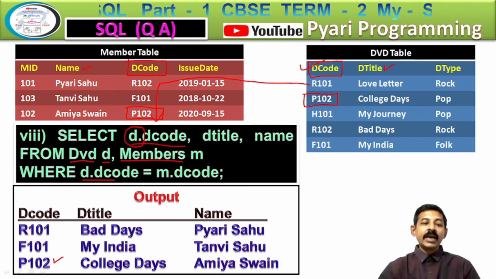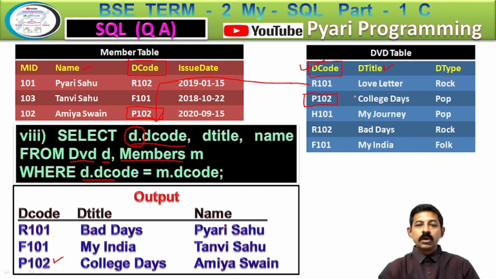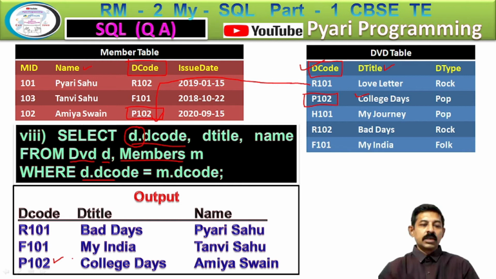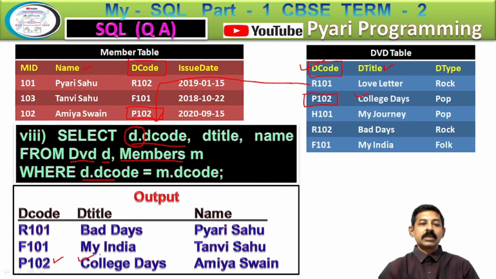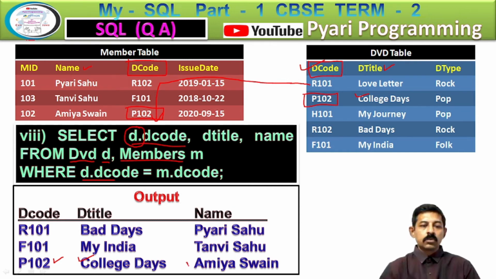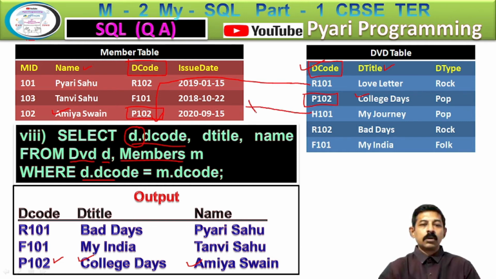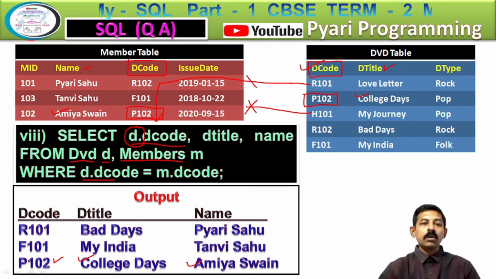Now after that what do I need? I need D title. D title is available over here, that is college days. So that's why it is displaying D title as college days. Now after that I need name. The name for record P102 is Amir Swine. So that's why I am going to display Amir Swine. Look at this, P102 having Amir Swine. Got it? Like this we'll check H101. Look at this, H101 is not available. So that's why it is excluded from your result.